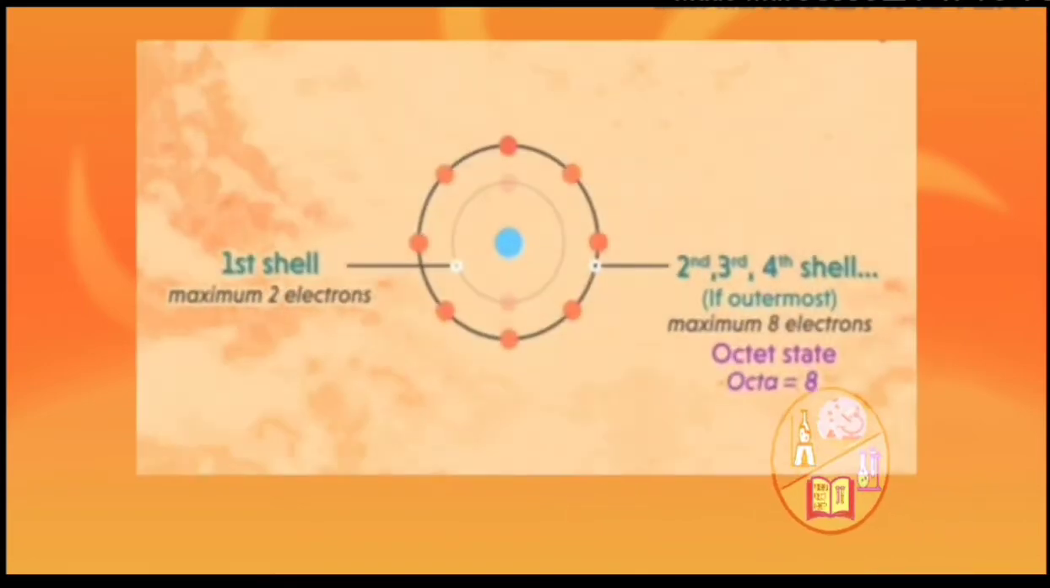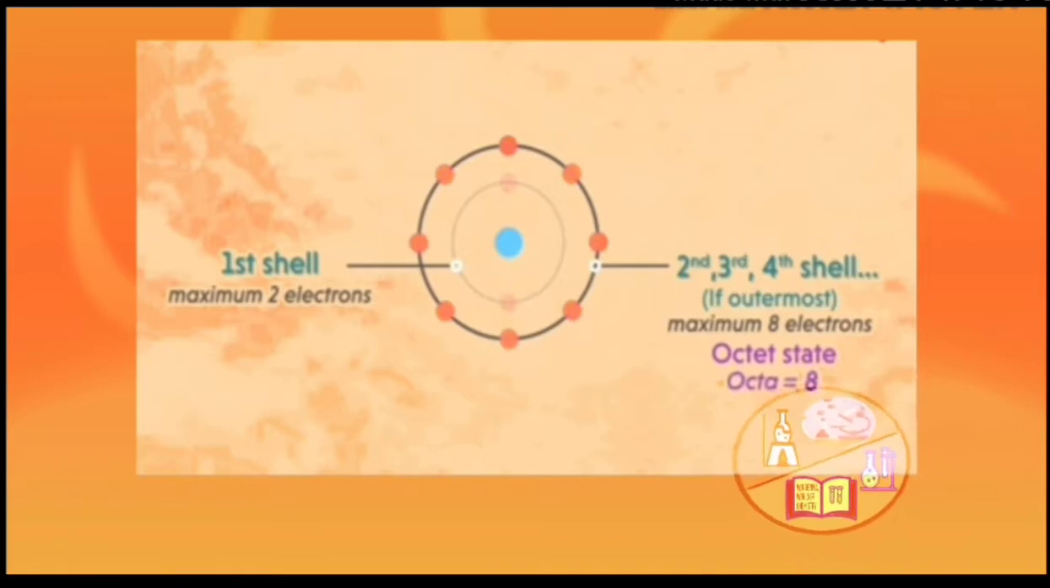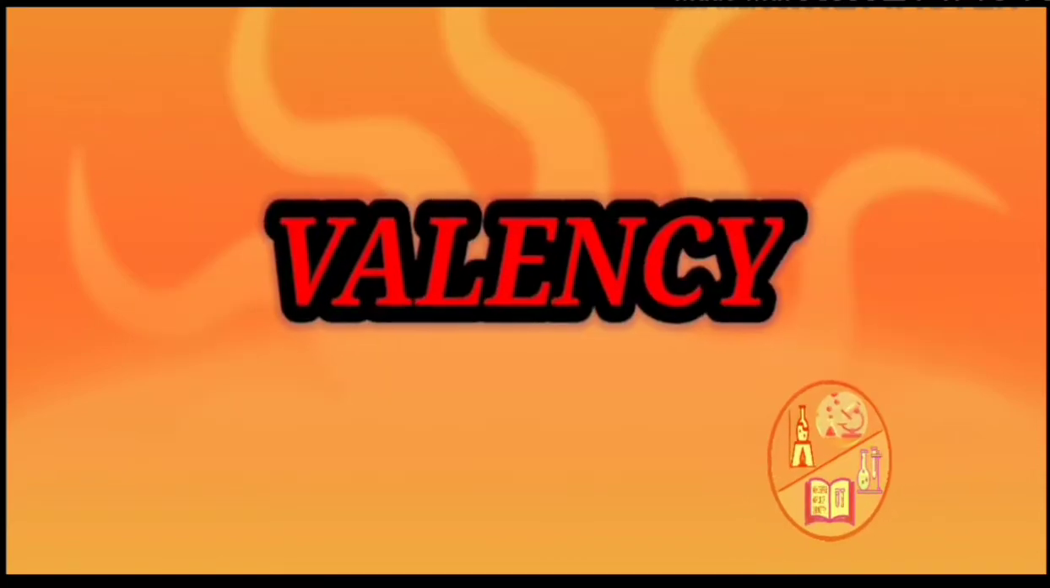So, to obtain stability, the atoms need to have the octet configuration. It means the first shell should have maximum 2 electrons and second or third or fourth shell, whichever will be the outermost, will have maximum 8 electrons, that is the octet state.